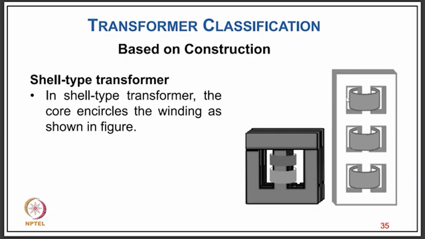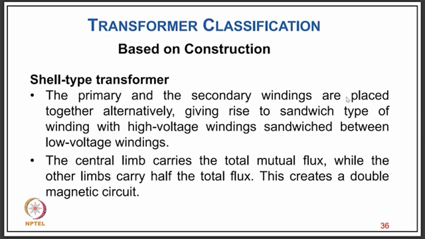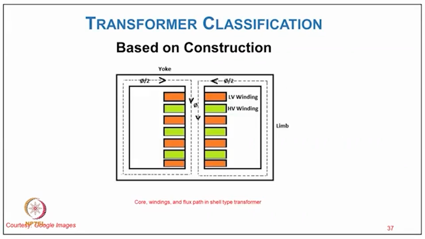There is another shell type of construction where we put all three windings on the central limb, even in the case of three phase. In the shell type transformer, the primary and secondary windings are placed together alternately, giving rise to a sandwich type of winding, with the high voltage winding sandwiched between the low voltage windings, and the central limb carrying the total mutual flux, while the other limbs carry half the total flux. This creates the double magnetic circuit. And this is typical.